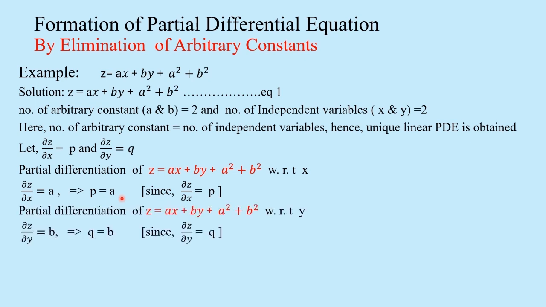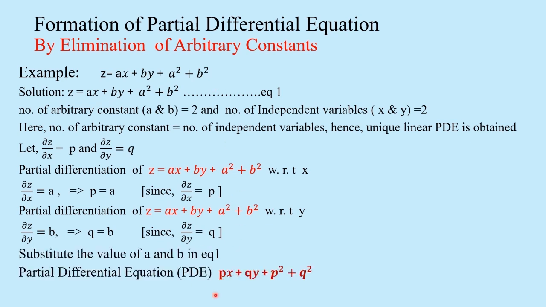Similarly, partial differentiation of this equation with respect to y: z becomes dou z by dou y. In Ax, x is constant because we are differentiating with respect to y. By becomes b, and these two are again constant, so these terms will become 0. So dou z by dou y is b. This is equal to q. So q is equal to b. Now substitute the values of a and b in this equation to get the required PDE, which is this.